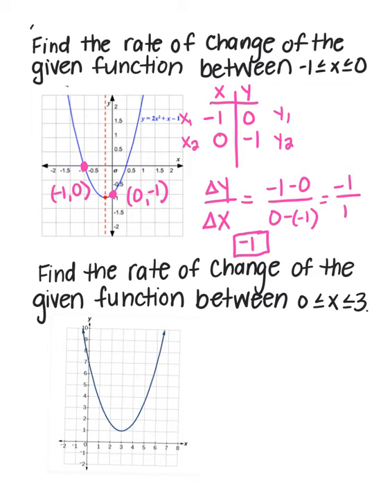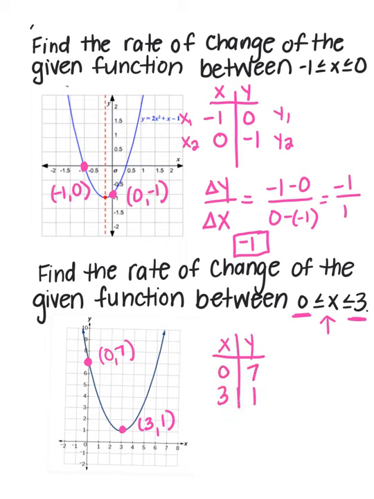All right, looking at the last example here, we have find the rate of change of the given function between 0 and 3. So I'm looking between 0 and 3 for my x values. Again, I'm going to go to my quadratic. I find the x value of 0, and I see that I have the point (0, 7). And I find the x value of 3, and that point is (3, 1). I'm going to make a table just to organize it, and I'm going to do my rate of change.